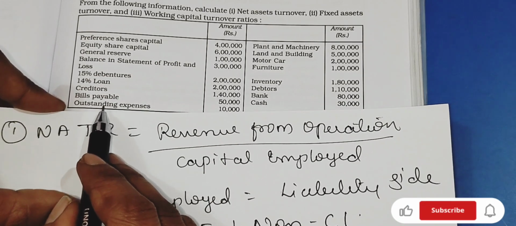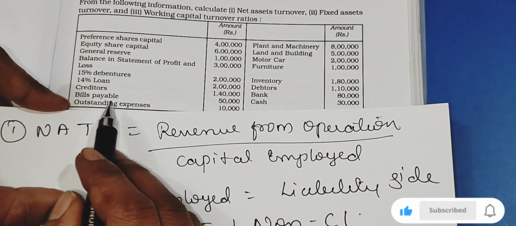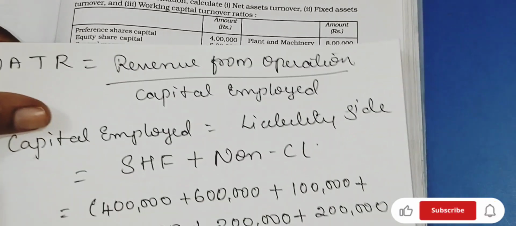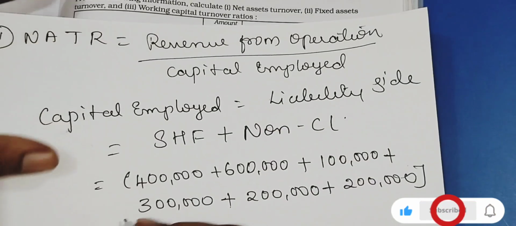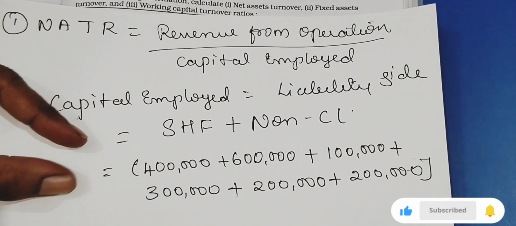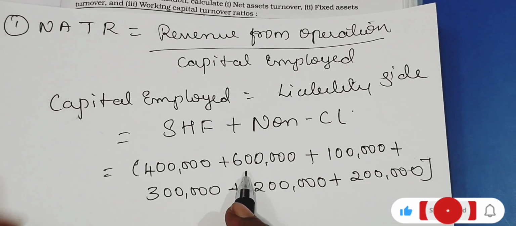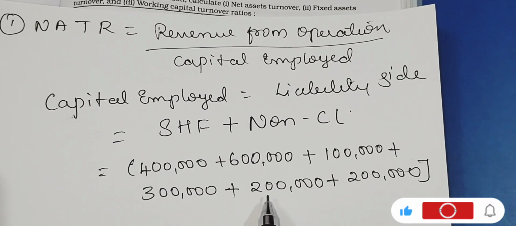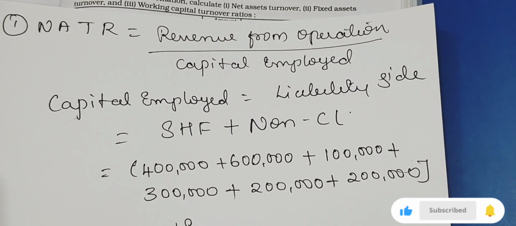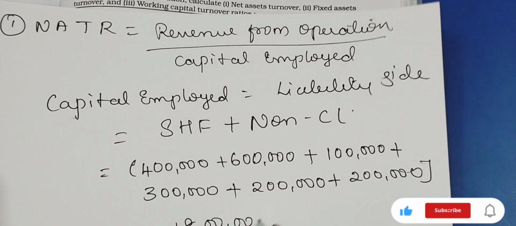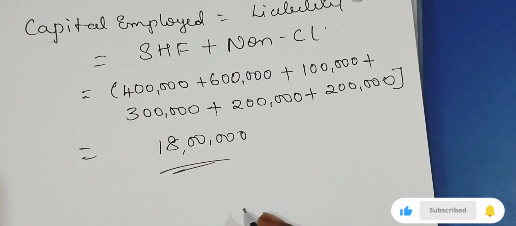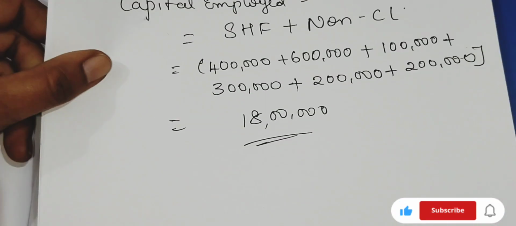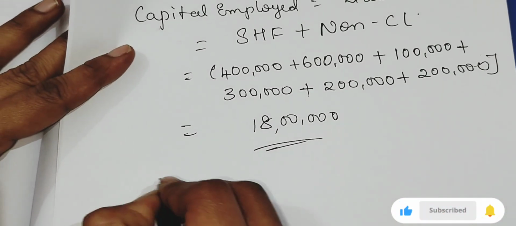Creditors, bills payable, outstanding expenses are the current liabilities. These we are not considering. Okay. So what is our total liability? 4 plus 6, 10, 11, 14, 15, 16, 17, 18 lakh. 18 lakh. Right.